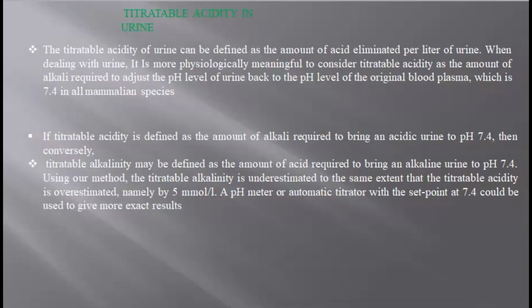If titratable acidity is defined as the amount of alkali required to bring an acidic urine to a pH of 7.4, then what will we be talking about with titratable alkalinity? It will be reversed. It's just like an opposite. If titratable acidity is the amount of alkali required to bring an acidic urine to 7.4, that means titratable alkalinity will be the amount of acid required to bring an alkaline urine to 7.4. So they are opposite of each other.